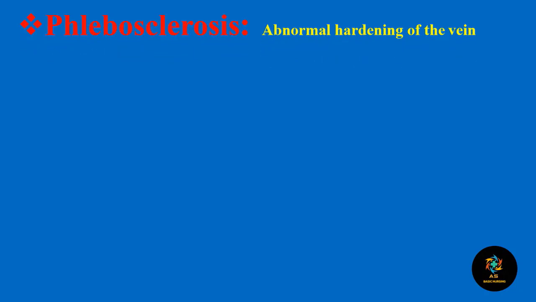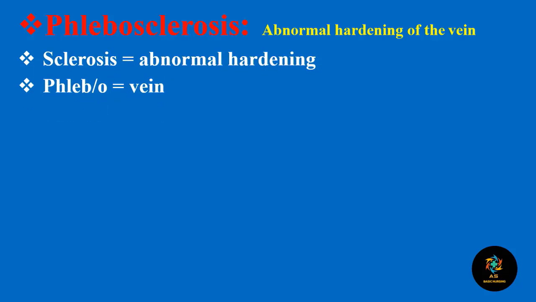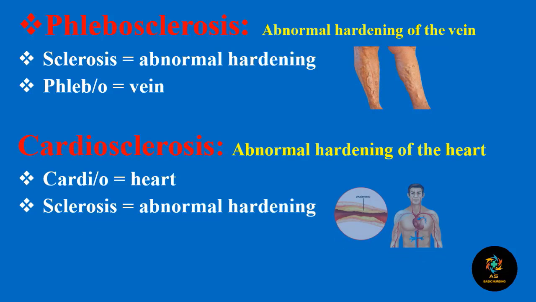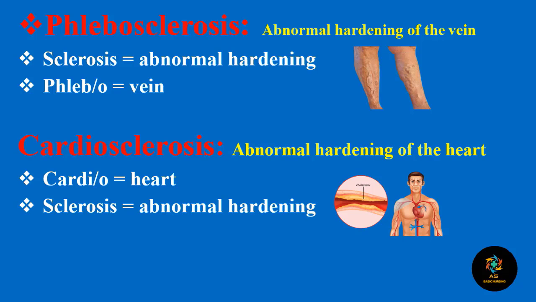The next example suffix of sclerosis is phlebosclerosis, meaning abnormal hardening of the vein. Sclerosis, as said earlier on, means abnormal hardening, and phleb or phlebo meaning the vein. The o there is a combining vowel. The next word we have here is cardiosclerosis, meaning abnormal hardening of the heart. Cardi meaning the heart, and sclerosis means abnormal hardening.